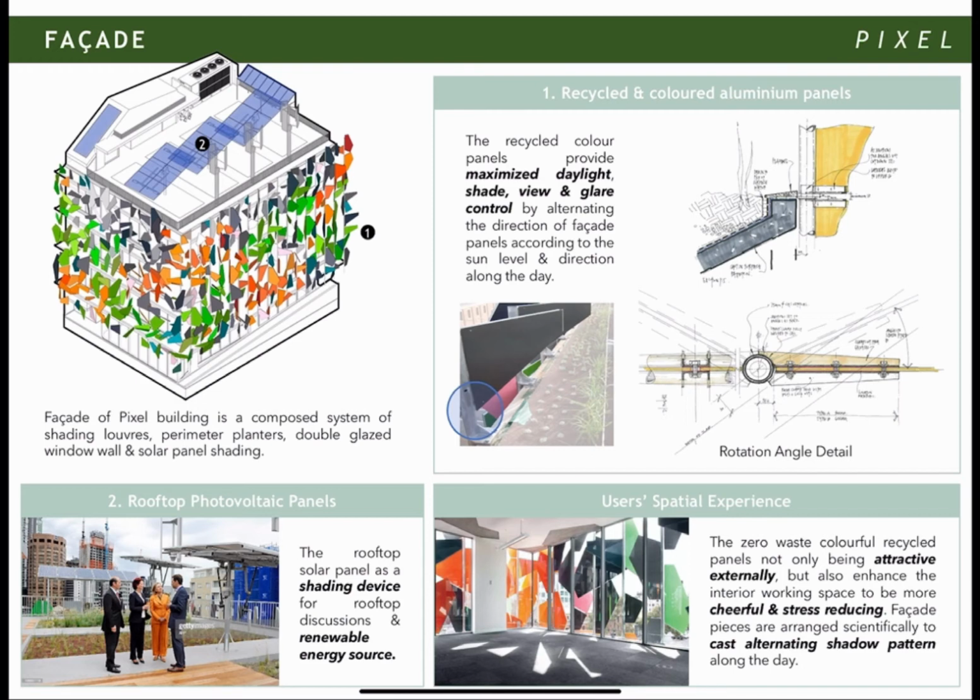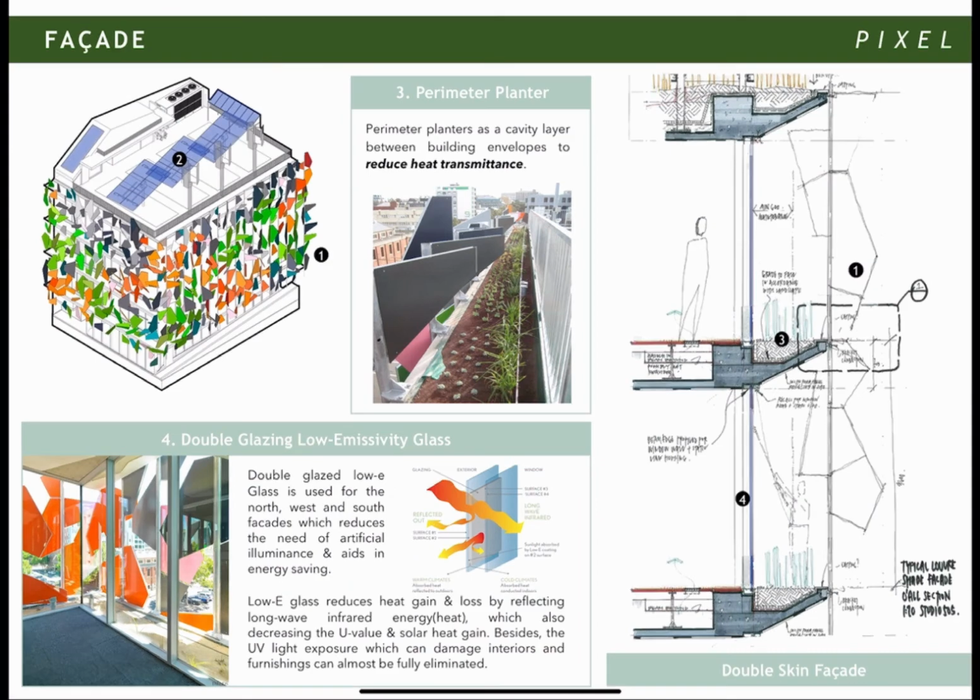The colorful aluminum panels are not only attractive externally, but also enhance the interior working space to be more cheerful and stress reducing. The facade pieces are arranged scientifically to cast alternating shadow patterns along the day. In the section, we can see perimeter planters as a cavity layer between shading panels and inner glass to reduce heat transmittance. The inner skin of the facade uses double glazed low emissivity glass, which reduces the need of artificial illuminance and aids in energy saving.